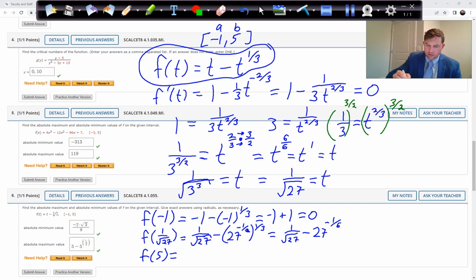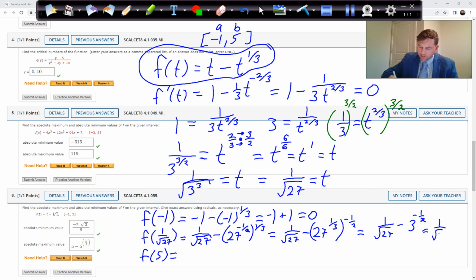So instead, let me do this a different way. Because a power raised to a power is just multiplication, we can flip the order on this and call this 27 to the 1/3, then raised to the minus 1/2. And 27 to the 1/3 is just 3. So this is 1 over root 27 minus 3 raised to the minus 1/2, which is 1 over root 27 minus 1 over the square root of 3.